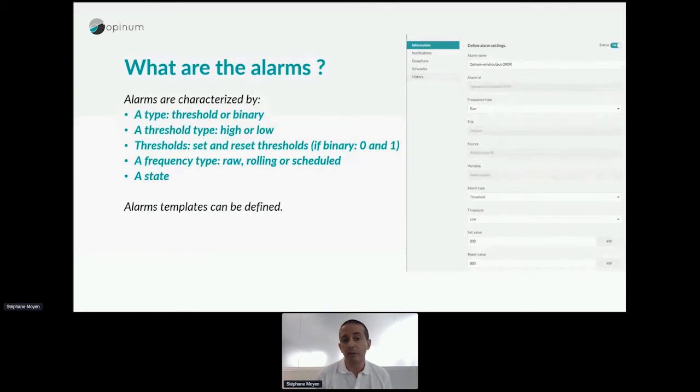And an alarm is characterized by a state. We will see also later that we can actually customize alarm templates to apply on many different sources and variables at the same time. You have a screenshot of the UI, and we'll show it in details later on.